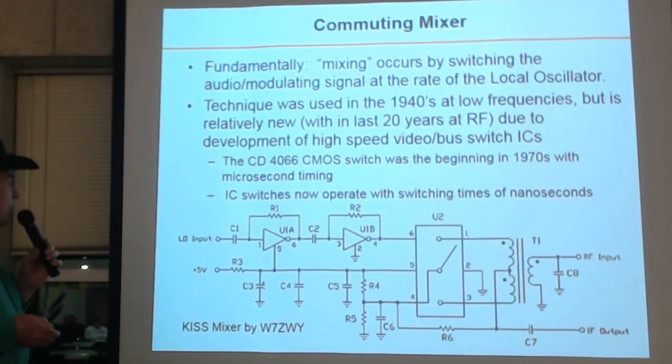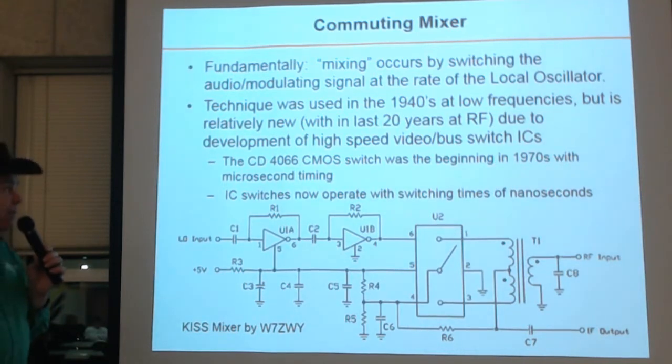Kind of the starting point was the CMOS 4066 that's been around since the 1970s, which was the first one of these electronic, digital switches that basically let you turn on and off an analog channel within the CMOS device.